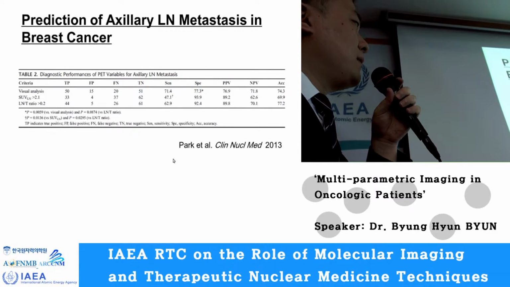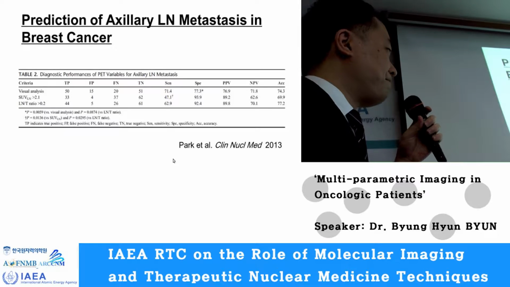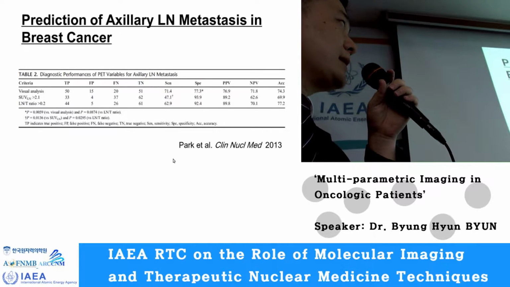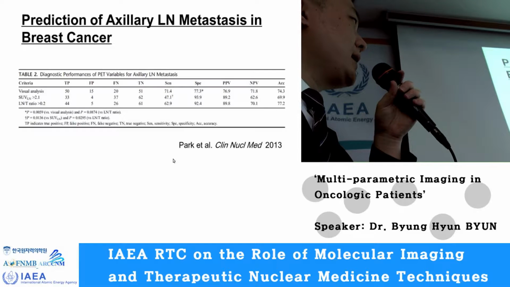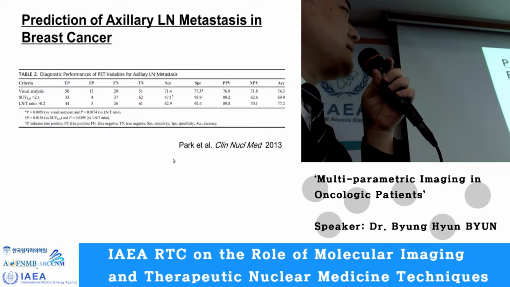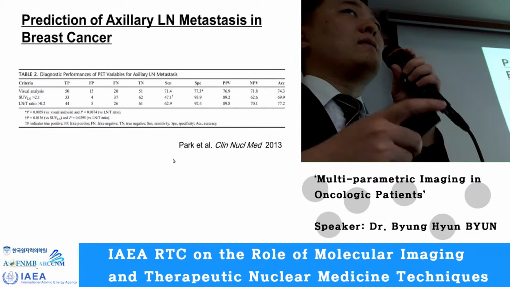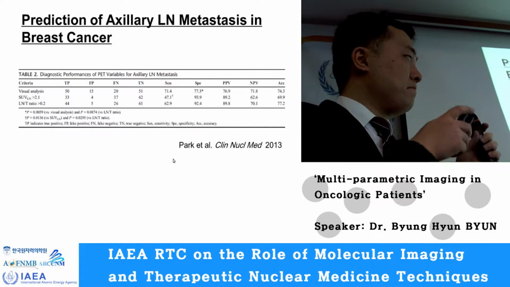with the cutoff as the value ratio of 0.2, we could predict more accurately the lymph node metastasis by using this parameter compared to the SUV of axillary lymph node alone.